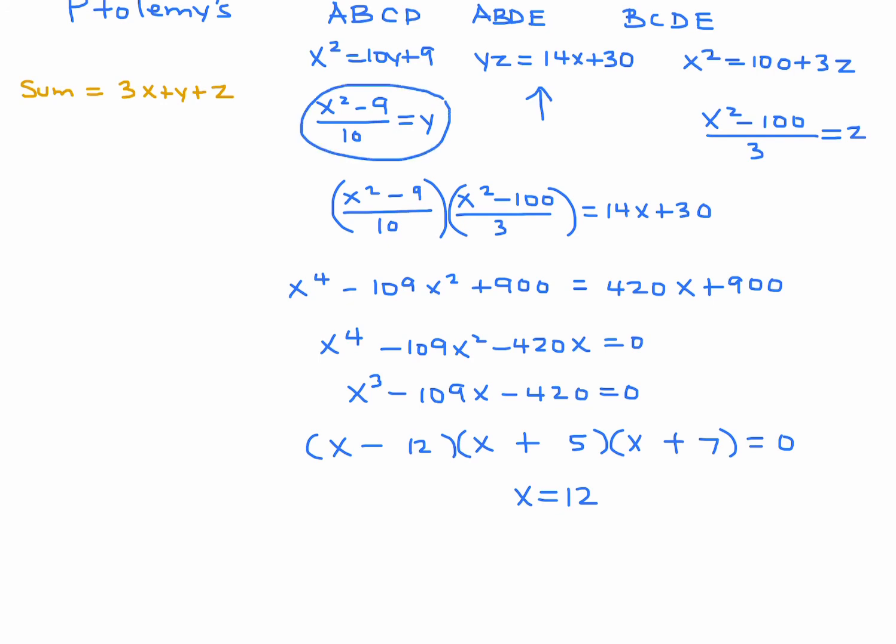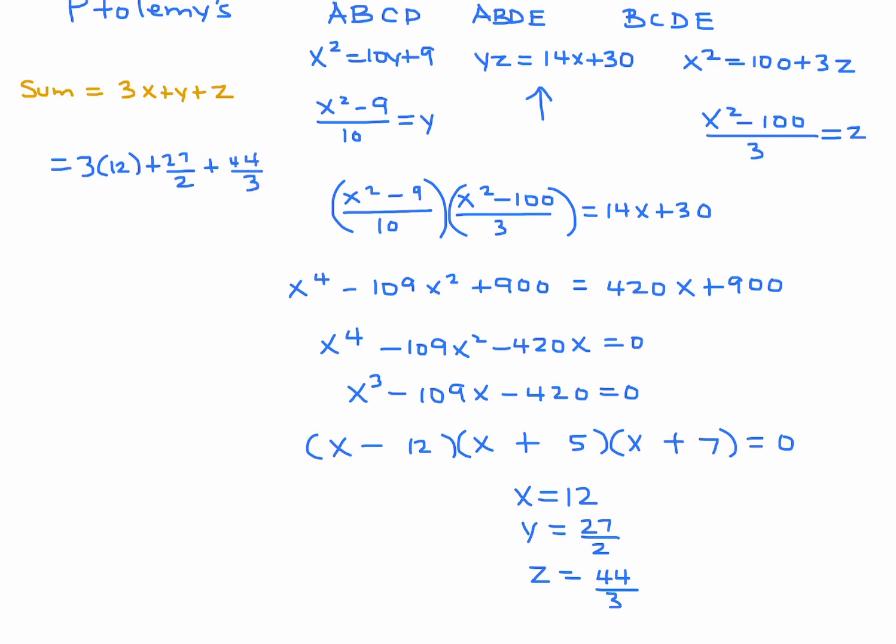Substitute it back into here to get y, and I get y is equal to 27 over 2. Substitute x into here to get z, and I'll get z is equal to 44 over 3. And then go back and try to figure out our sum. 3x plus y plus z is going to be 3 times 12 plus 27 over 2 plus 44 over 3. And when you do that math, you get 385 over 6.